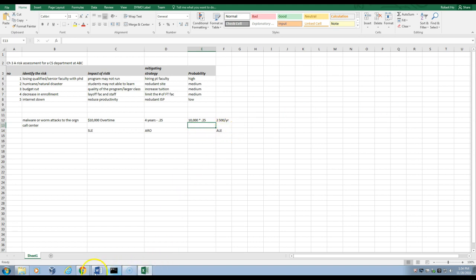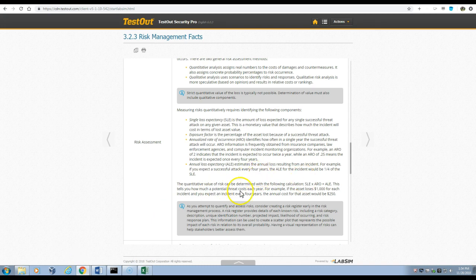Okay, so this is the ALE. Here on this test, they also talk about a problem similar to the one that I gave you. For example, if the asset loss is 1,000 for each incident and you expect that the incident occurs every 4 years, the annualized cost of the asset would be 250, which is 1,000 multiplied by 0.25. That's why you get 250.